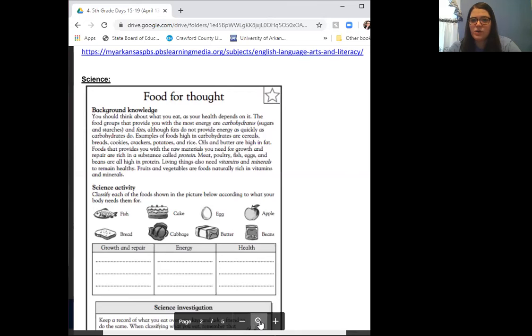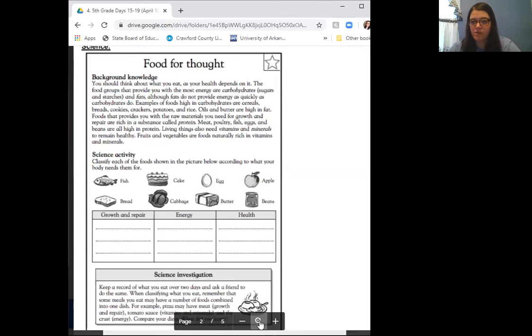Foods that provide you with the raw materials you need for growth and repair are rich in a substance called protein. Meat, poultry, fish, eggs, and beans are all high in protein. Living things also need vitamins and minerals to remain healthy. Fruits and vegetables are foods naturally rich in vitamins and minerals. So then it gives you a science activity.